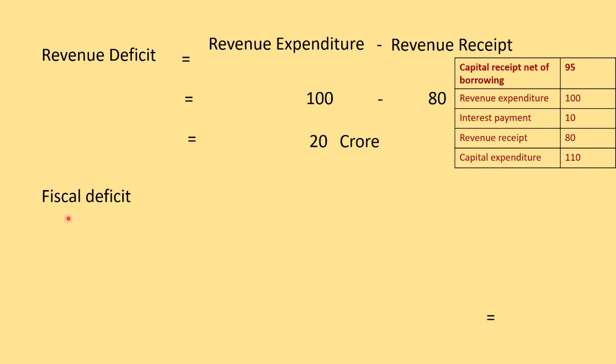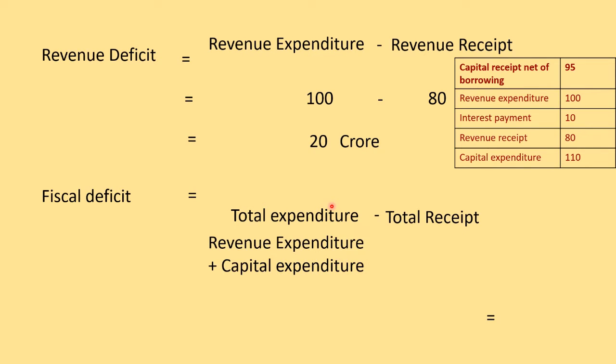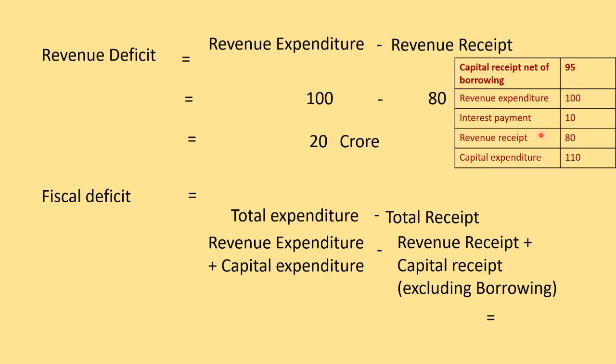Now let us see how to calculate the fiscal deficit. Here the borrowing is not given to us, so we have to apply the formula total expenditure minus total receipt. Total expenditure means revenue expenditure plus capital expenditure. Revenue expenditure is 100, capital expenditure is 110, minus total receipt. Total receipt means revenue receipt, that is 80, plus capital receipt excluding borrowing, that is 95.